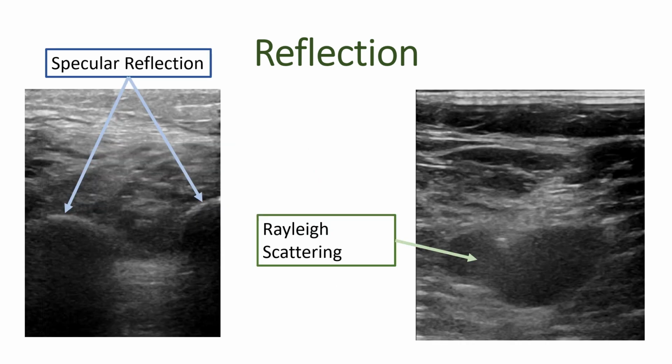Specular reflection is the basis for creating an ultrasound image. Because the red blood cells are about 100 times smaller than the ultrasound wavelengths, apparent Rayleigh reflection may create an impression of visible blood.